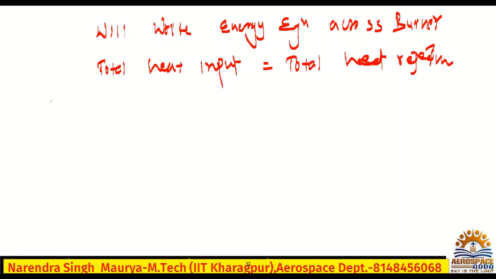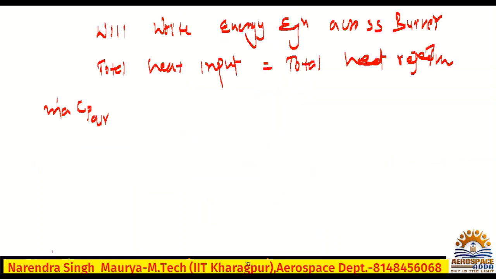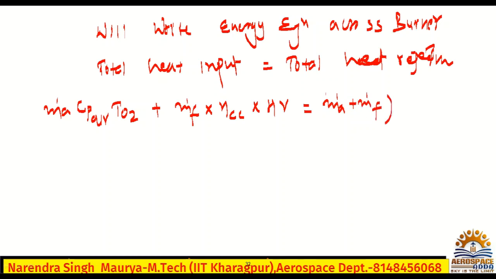What is the total heat input? m dot a Cp, because it is air, into T02, the inlet of the burner, it is not 2 but 02. Fuel you are adding, so the mass flow rate of fuel into burner efficiency or combustion chamber efficiency into heat value. You know this energy equation. Exit is m dot a plus m dot f into Cp of gas into T03, the exit of the burner.